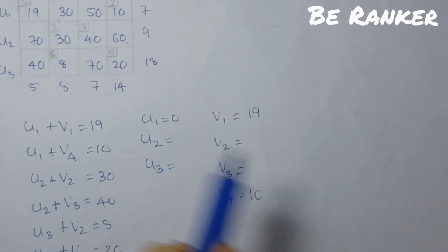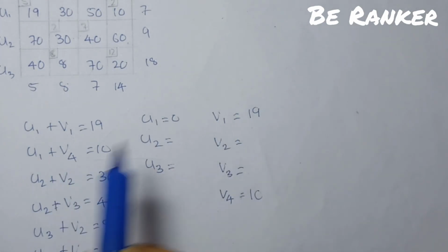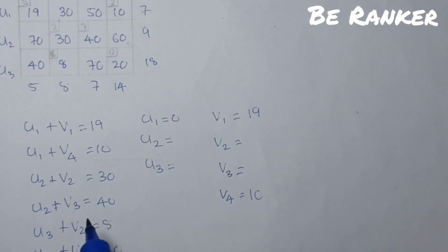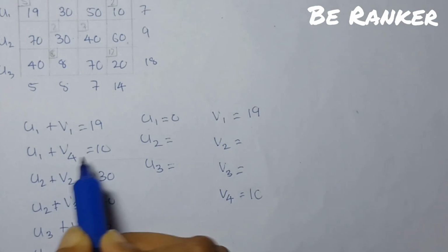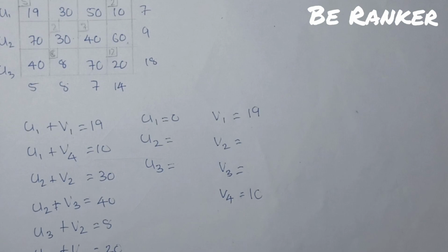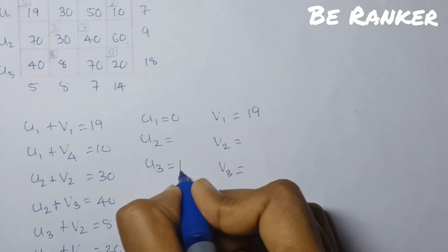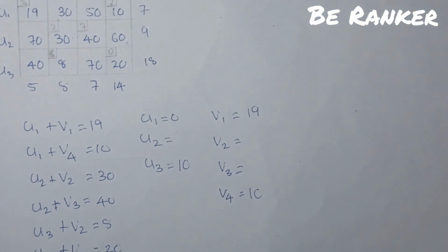Then next we can take V1 contained equation. No, there is no other chance to find the other one. So we take V4 contained equation here. You already know U1. So another one is this. Here V4 is equal to 10. So U3 plus 10 is equal to 20. That means U3 is equal to 20 minus 10, which is 10.